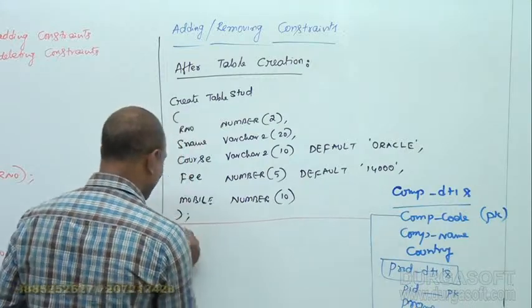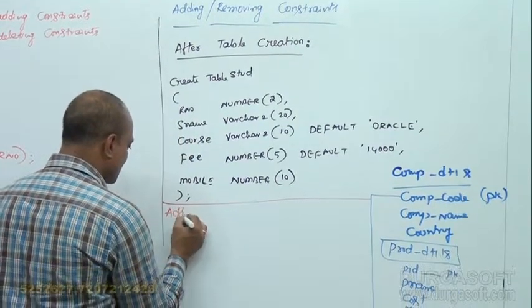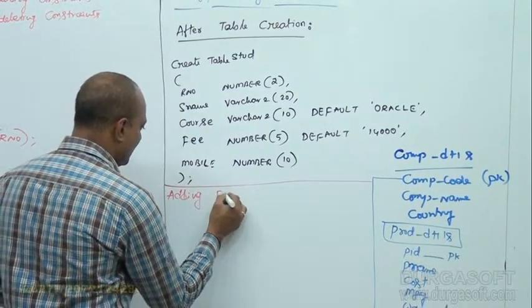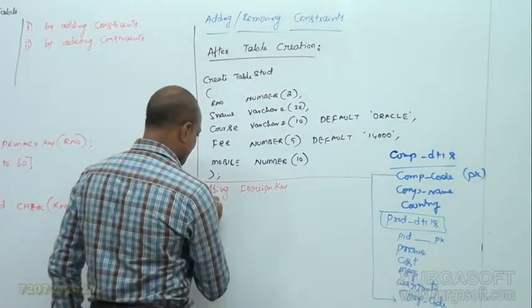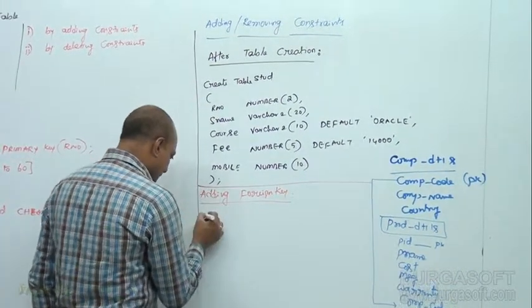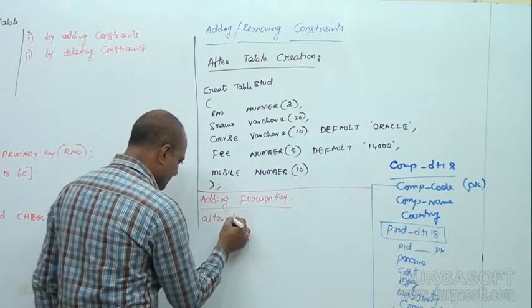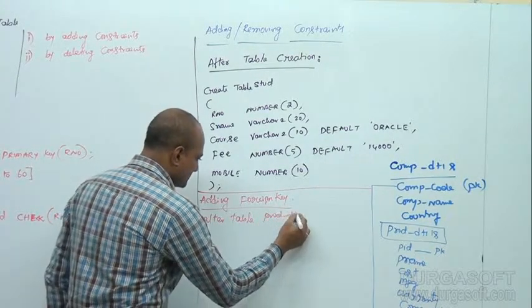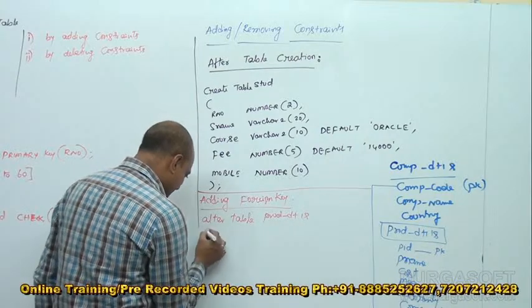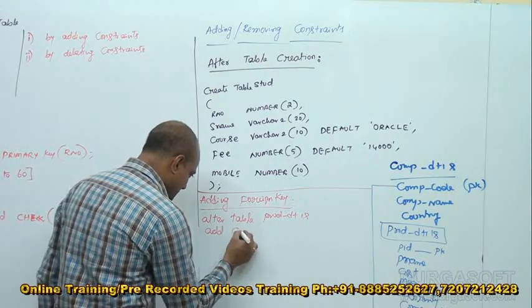Listen carefully. Adding a foreign key constraint. Alter table, the table name, product details, and I am adding a constraint. Add constraint.